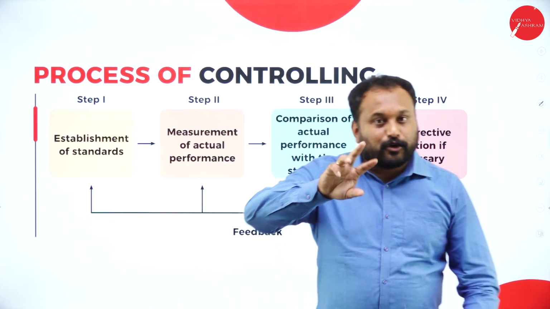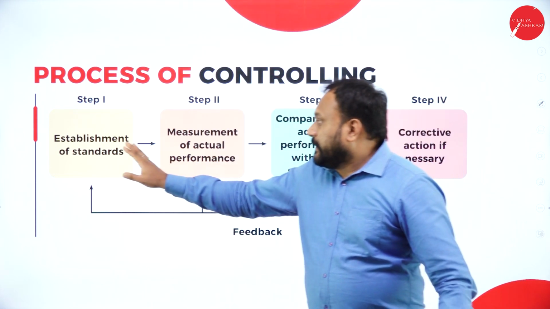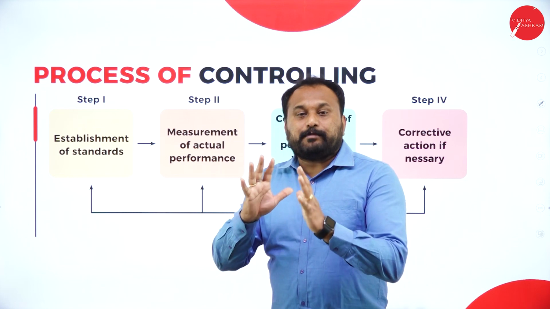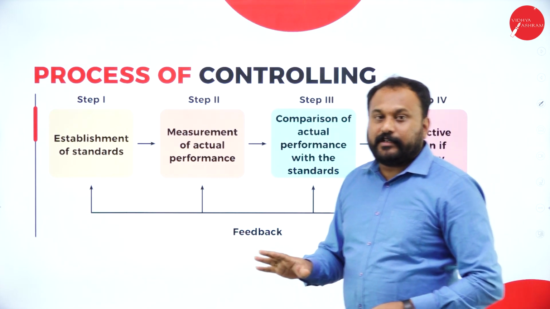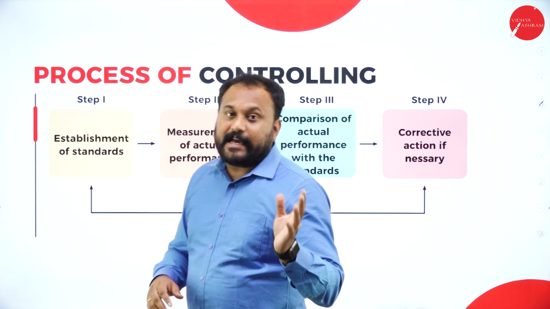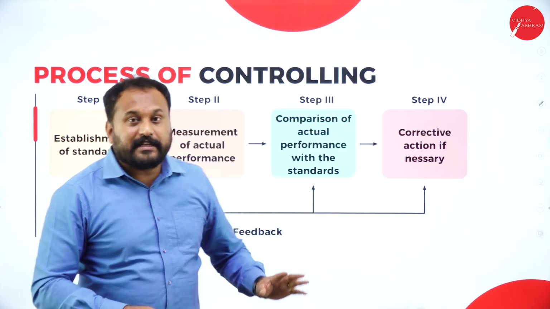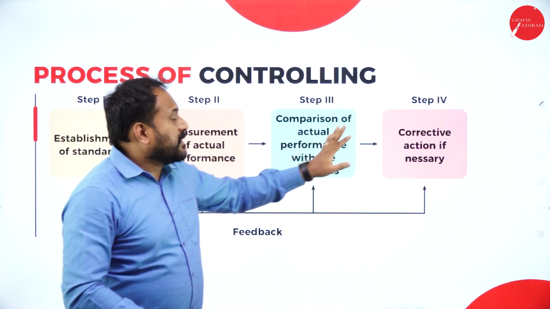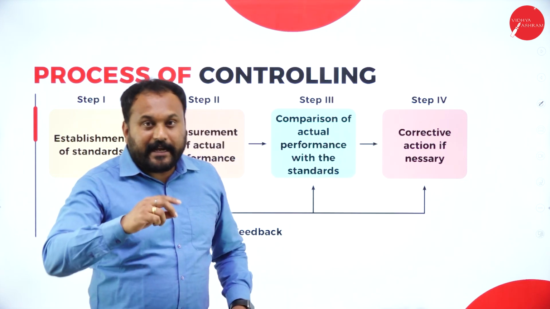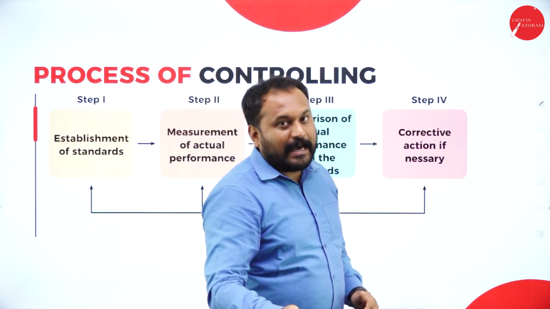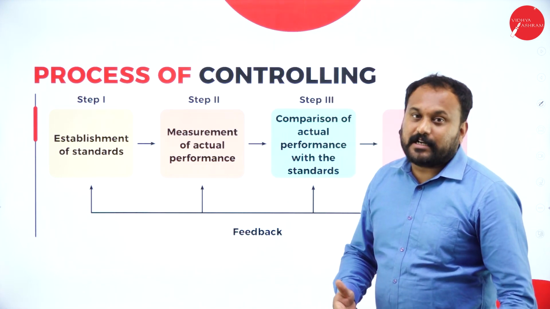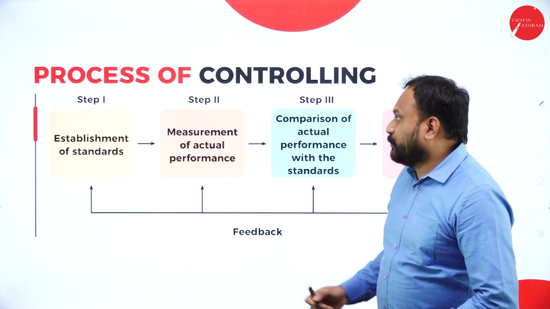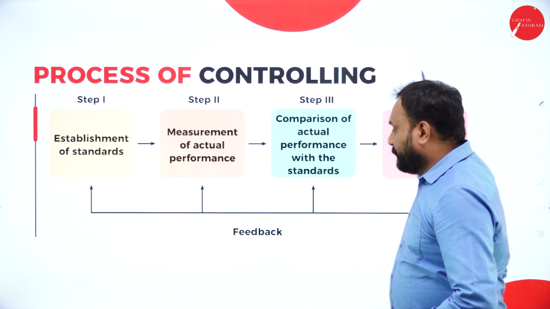Say, for example, I'll go with the second example. The standard was like 10 lakh rupees profit we need to make. Actual, we only made 5 lakh rupees profit. Now comparing, 5 lakh minus 10 lakh is minus 5 lakh. So there is a deviation of minus 5 lakh. Corrective action should be taken. Again, one more step will happen. That is feedback, follow-up action. That is how the continuous process goes from the first to the fourth.